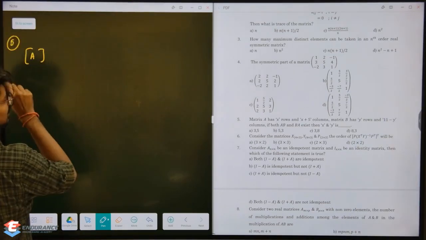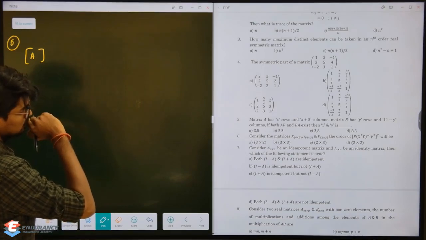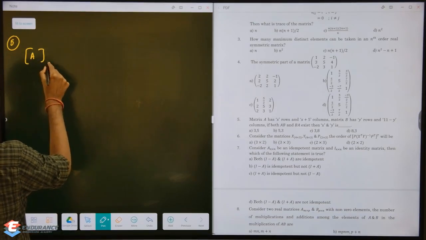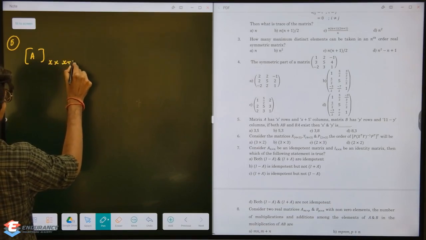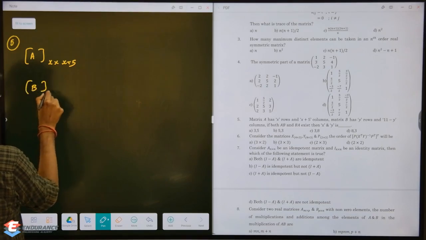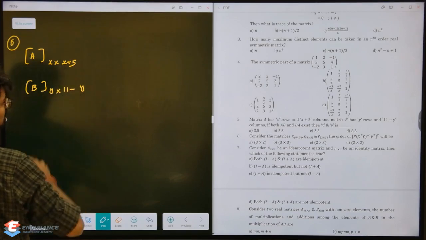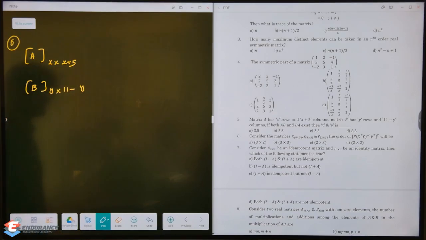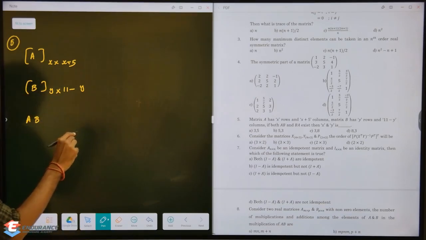B, Delhi, right? One second, let me check it. Matrix A is X cross X plus 5, and matrix B is Y cross 11 minus Y. They are saying AB, BA both exist. Okay, both are existing. So A, B, C is correct.